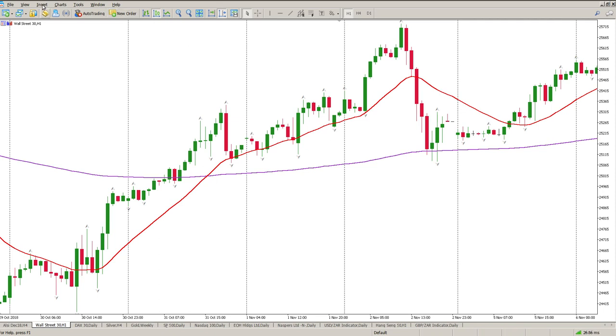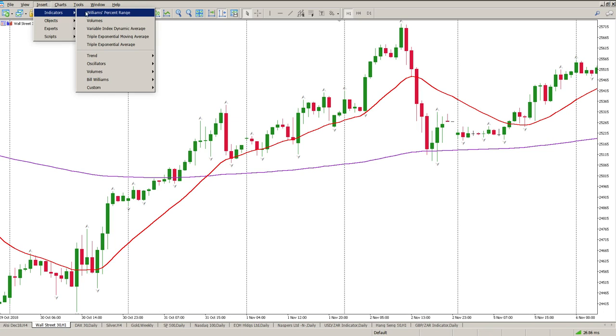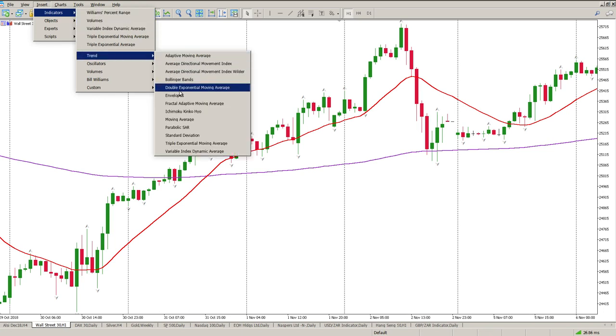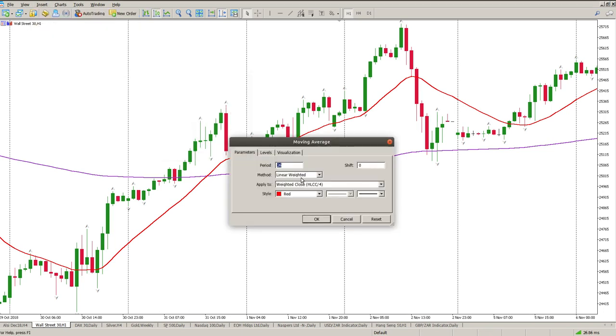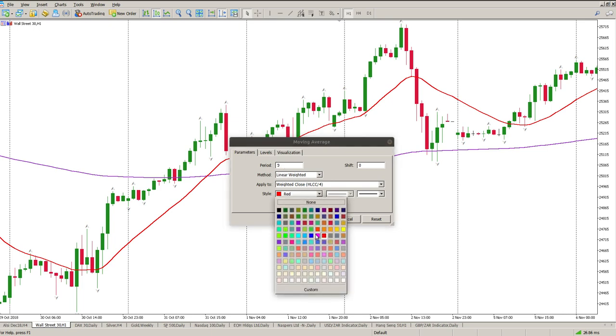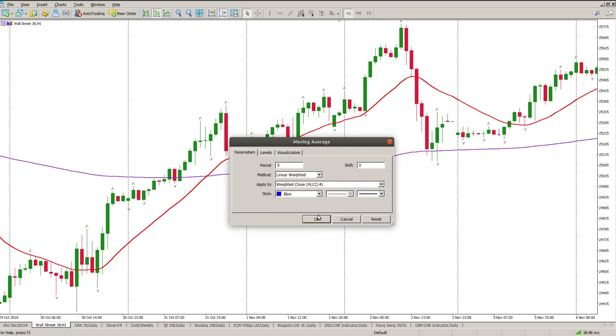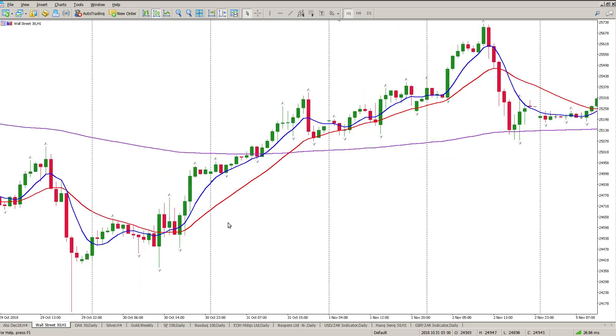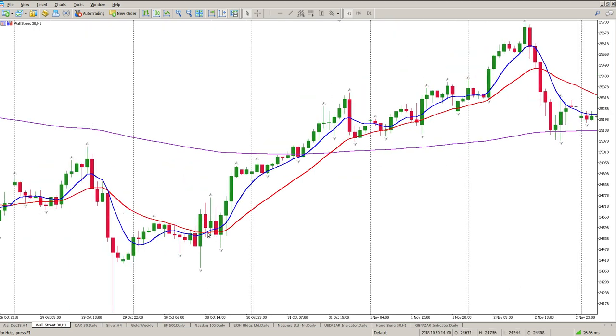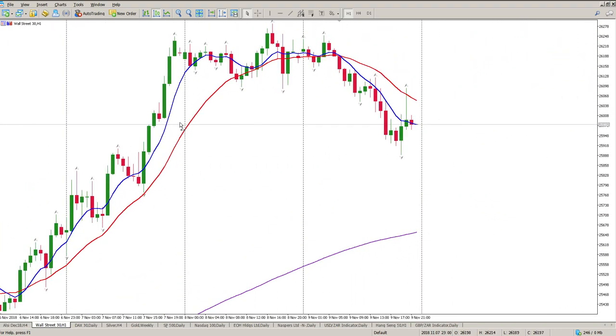The second moving average that we're going to put in place here is going to be another linear weighted moving average, but it's going to be a 9-period moving average, and I'm going to make that a blue line. What you will notice is that when price is above both these moving averages, we are heading up. You can see how price bounces off the 26 often. When we are below the moving averages, we are heading down.